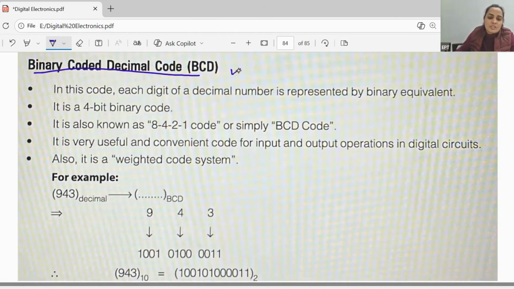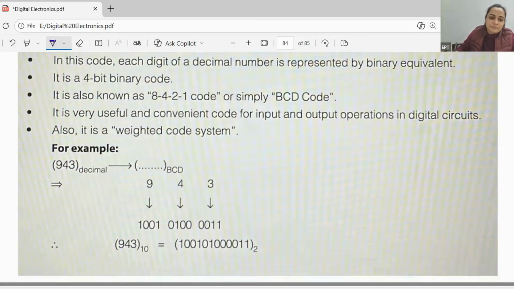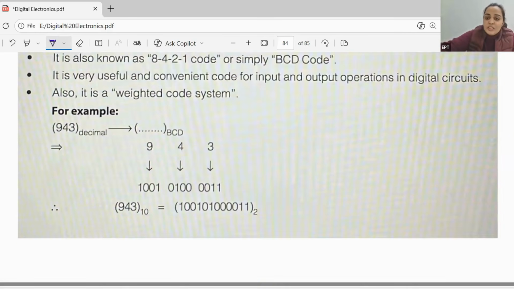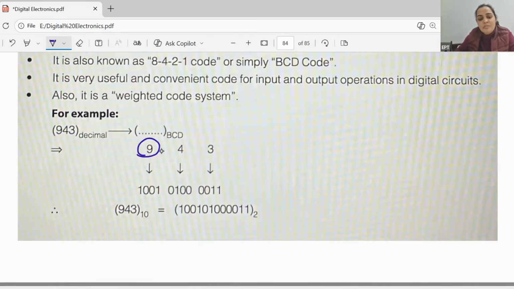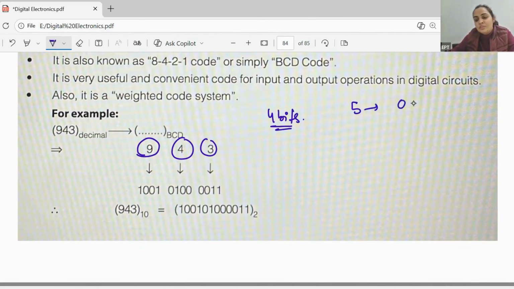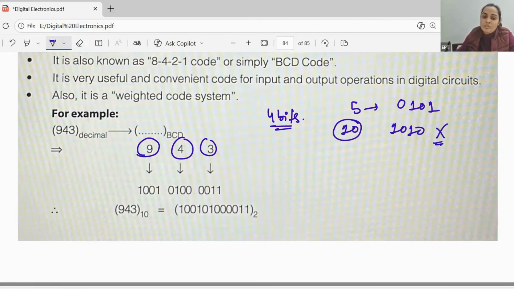So binary coded decimal. As its name says, decimal code. So we will have only digits from 0 to 9. To represent each decimal number, I will use 4 bits. Suppose you have to represent 5, then I will write it like this: 0101. 10, I will not represent like this: 1010. No, this is the incorrect representation for the BCD code.